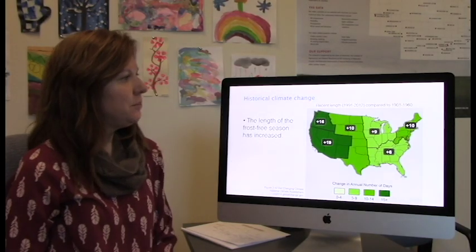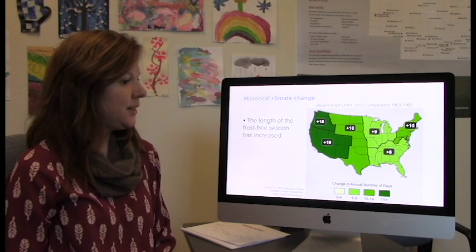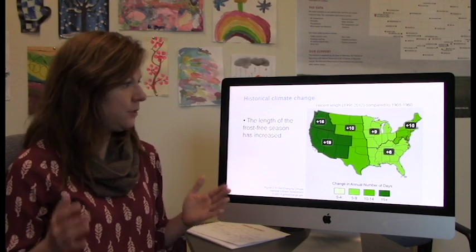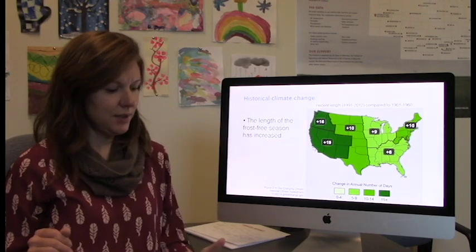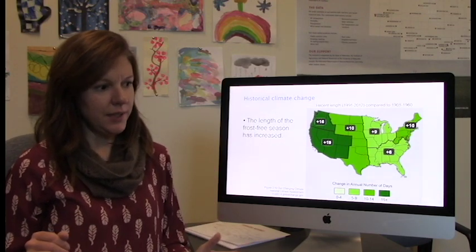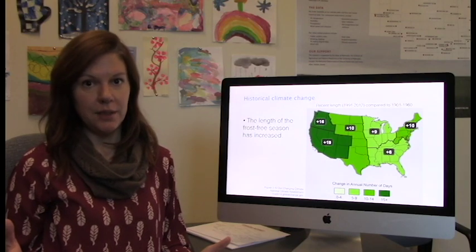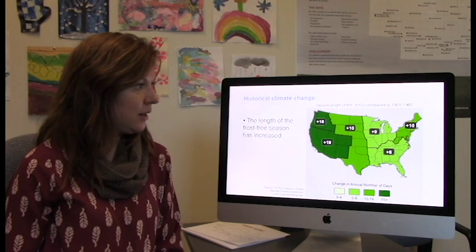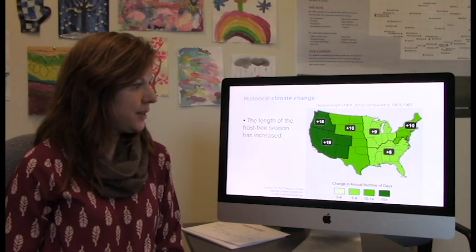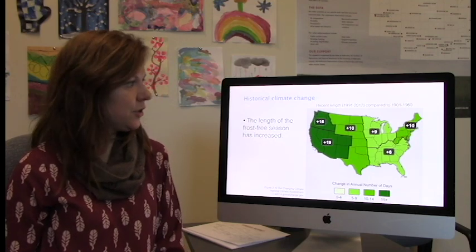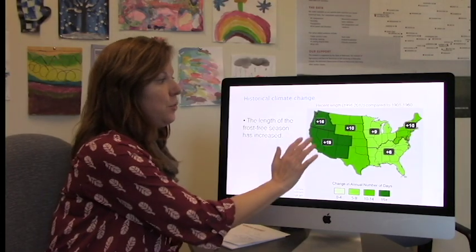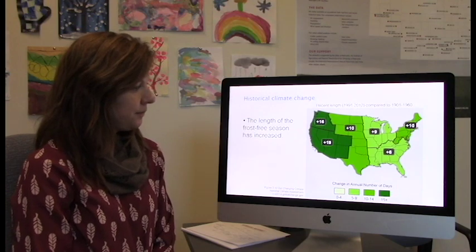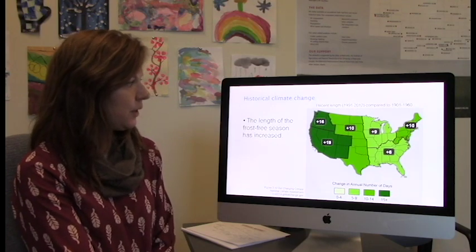Okay. One thing that you may have noticed is the length of the frost-free season, bounded by the last date we go below freezing in the spring and the first date we go below freezing in the fall. What's that length of the growing season? That has increased overall. For Nebraska, it's about a week over the long term, and that's increased more for the western U.S. and the northeast U.S. But we have seen an increase in the frost-free season.